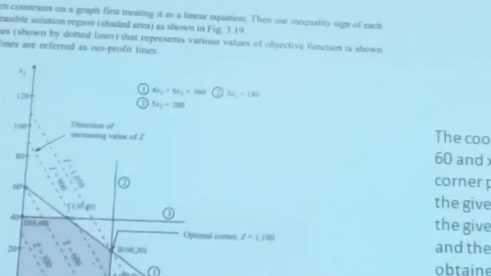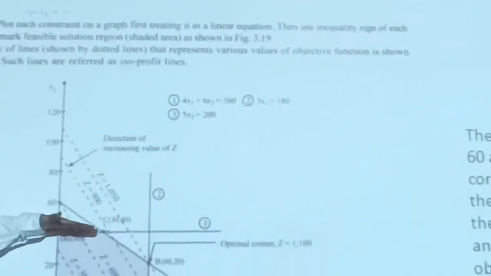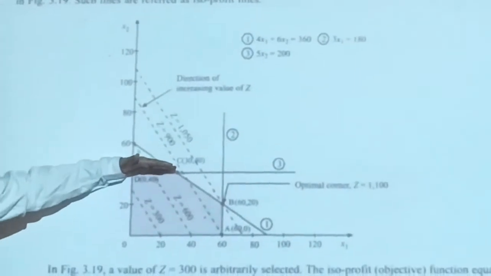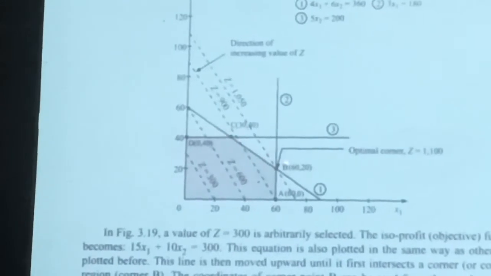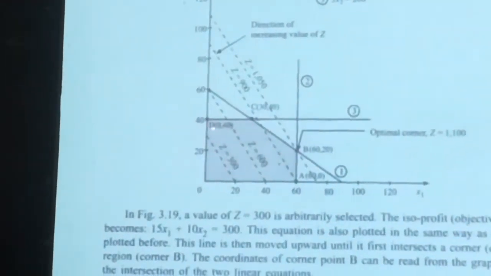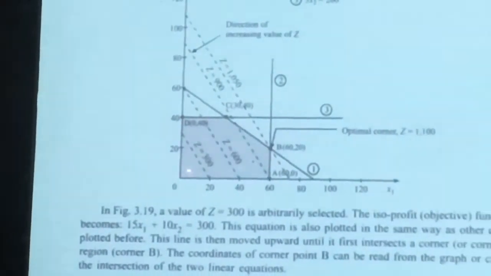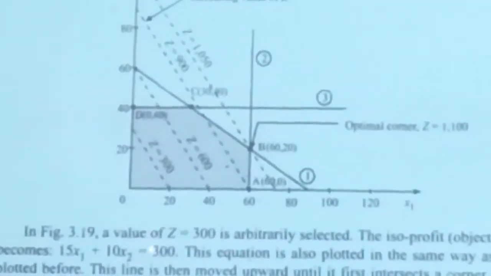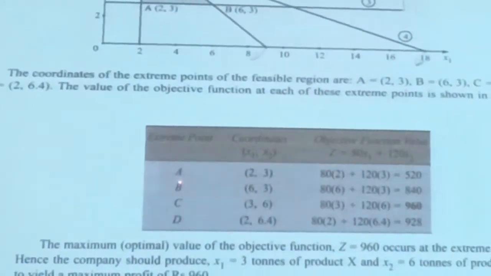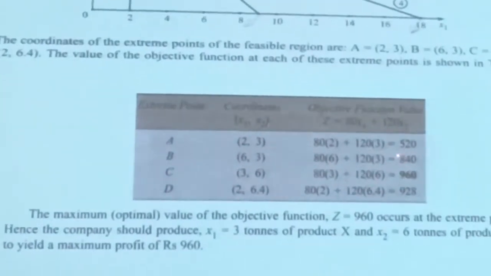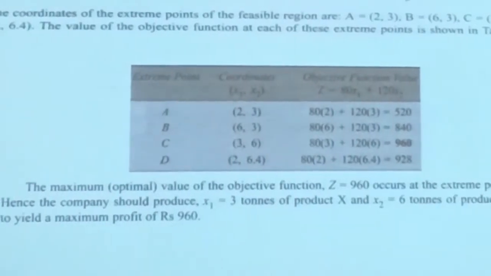Next, 5x2 is equal to 200. So therefore x2 is equal to 200 by 5, or equal to 40. Less than that is below this line. So therefore we have identified the solution space, and we have named the corner points A, B, C and D. We have named the coordinates like that. And we can go ahead with the same thing like what we did. We can identify the coordinate points, their coordinates, find z values. That's one way of identifying the corner point where the solution is maximum.